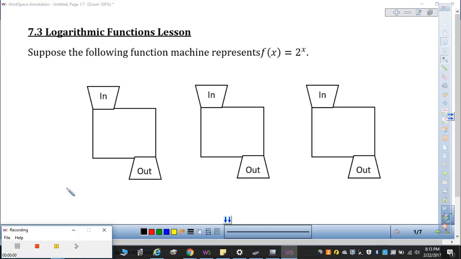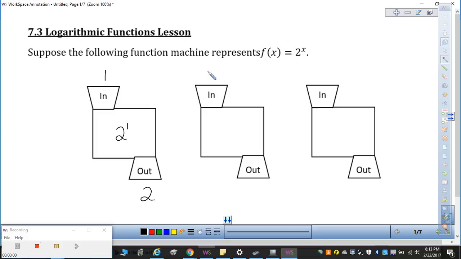Suppose the following function machine represents the function f of x equals 2 to the power of x, where x represents the number going into the machine and f of x represents the number coming out. Suppose we were to put in an x value of 1. Our machine would do 2 to the first power and output the number 2.